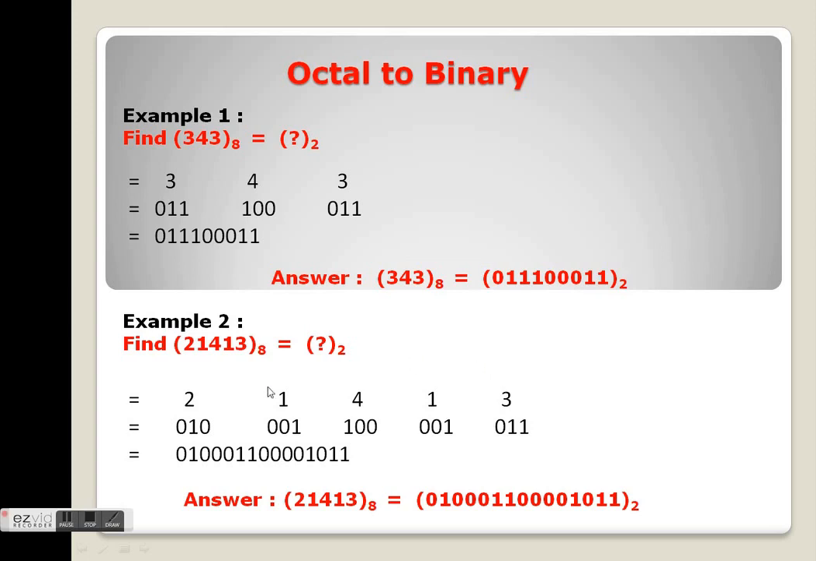Students, you can check this second example also. In this case, the number is 21413, and the binary equivalent of this number is: for 3 the binary equivalent is 011, for 1 it is 001, for 4 it is 100, for 1 it is 001, for 2 it is 010. So the binary equivalent of the octal number 21413 is 010 001 100 001 011.